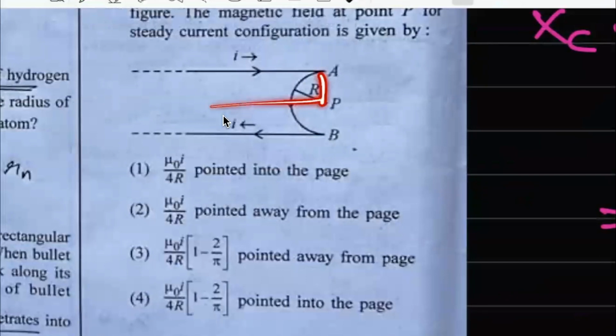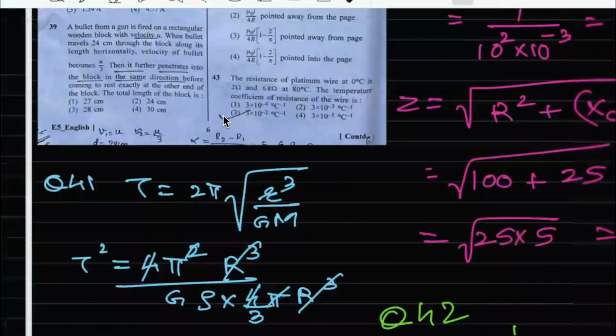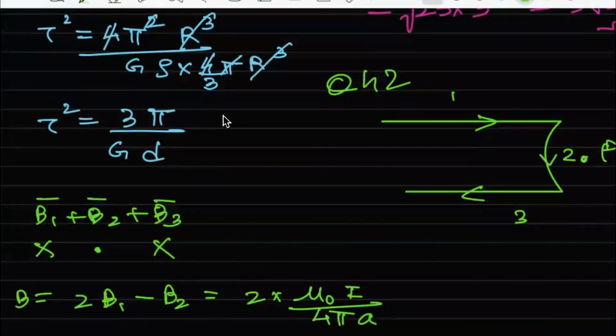One of the angles is 0, the other angle is 90. So sine 90 plus sine 0 is going to be 1 plus 0, which is 1. So this is my 2 times B1, and B2 is going to be for the circular coil, so half of that. So mu 0, number of turns is half, I, mu 0 and I upon 2 times R.